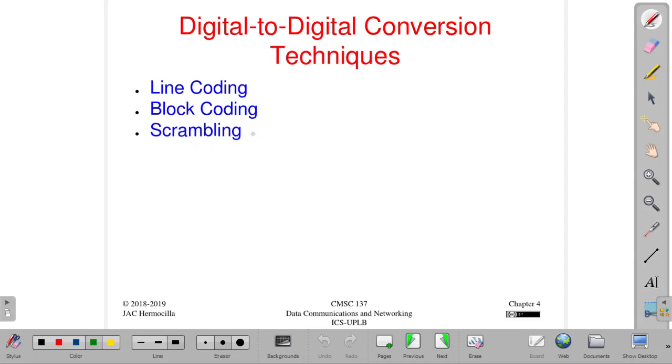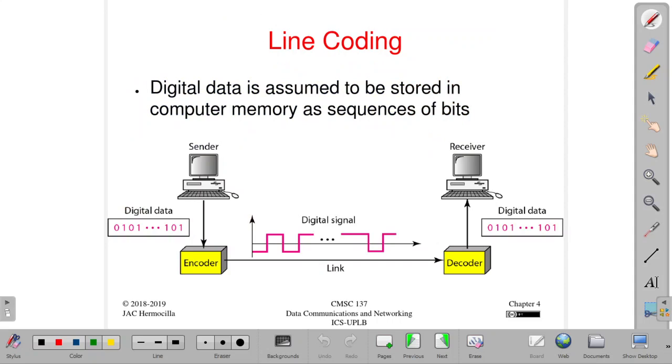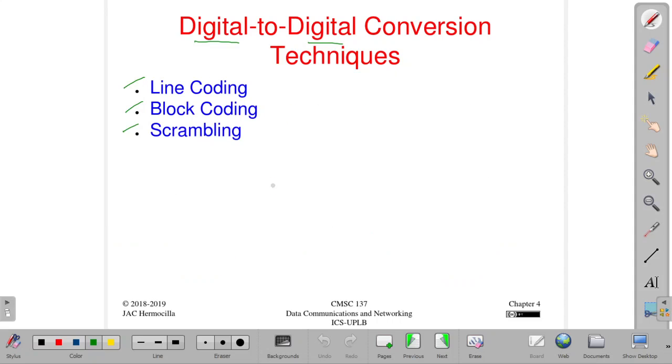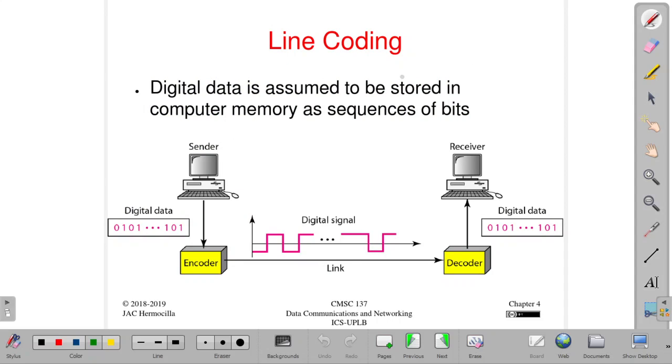Okay, for digital data to digital signal conversion techniques, we actually have three approaches. We have line coding, block coding, and scrambling. But before we proceed with the different encoding techniques, let us define or recall some terms first. Starting with line coding.